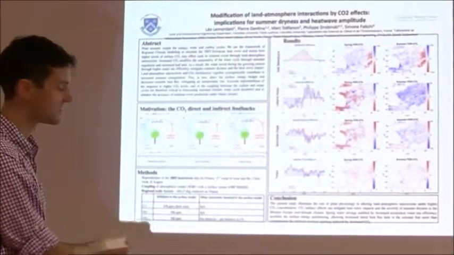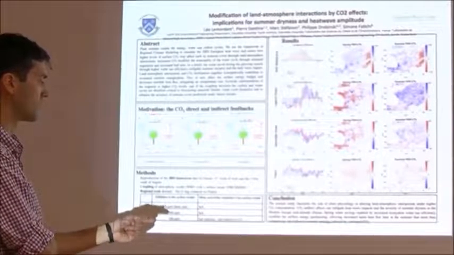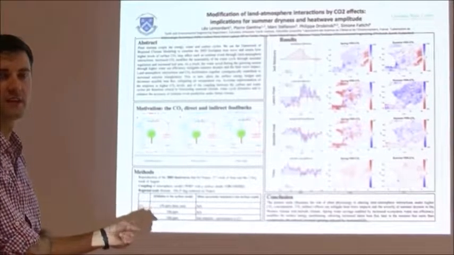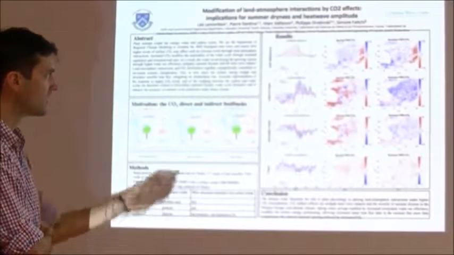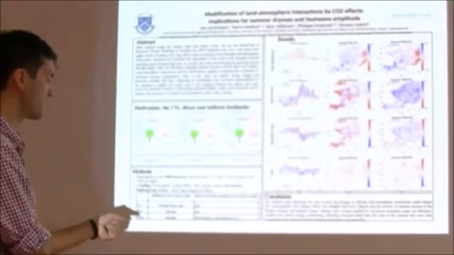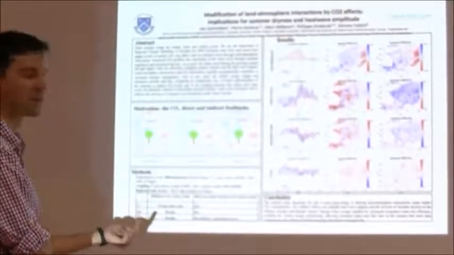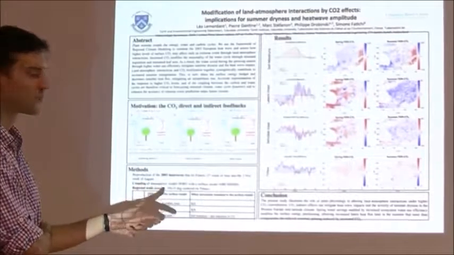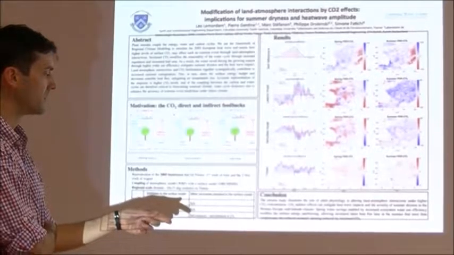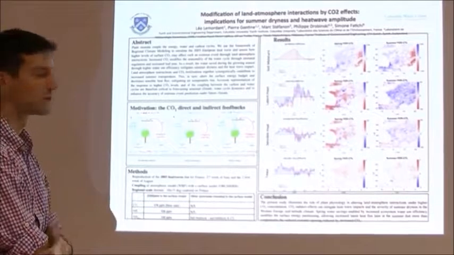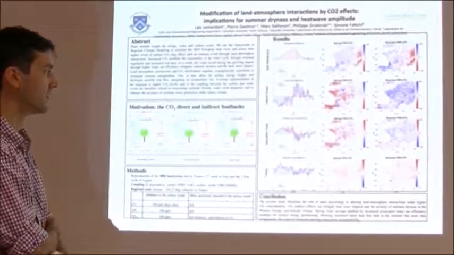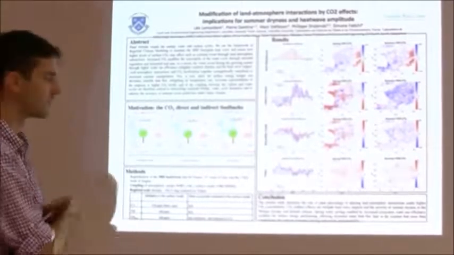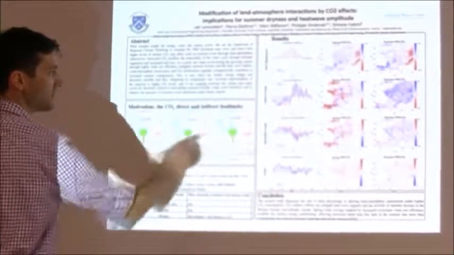So the blue line is the fair run, which is where the CO2 is increased only in the surface model, and the red line is the fair dry run, which is a replica of the fair run, but where the soil moisture is fixed at the level of the control run. So we cancel the effect of the soil moisture, which is this feedback.